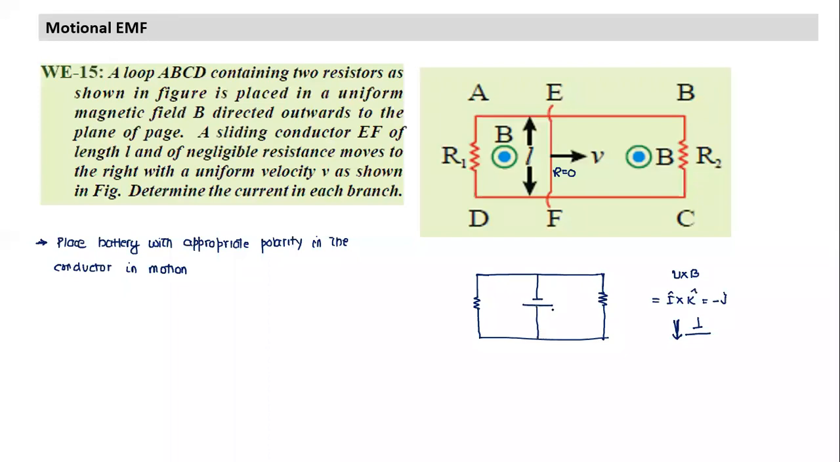And what is the EMF? EMF is equal to BLV. And this is R1 and this is R2. Now all questions we can answer. So what is the EMF between these two? If I apply Kirchhoff's loop rule, I can easily find the value of I1 and I2, and this current will be equal to I1 plus I2. So to determine the current in each branch, we can easily solve this.